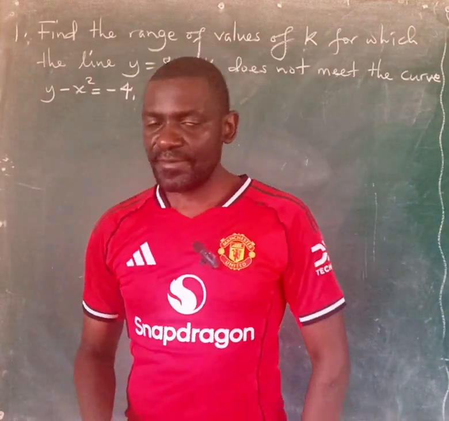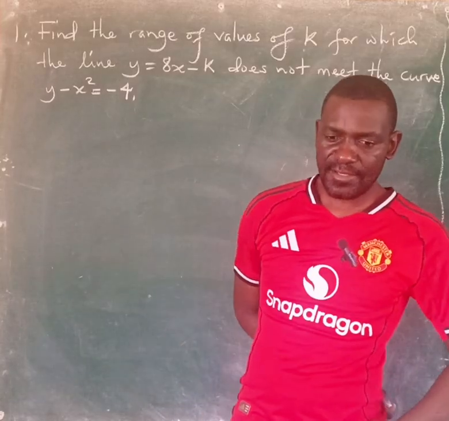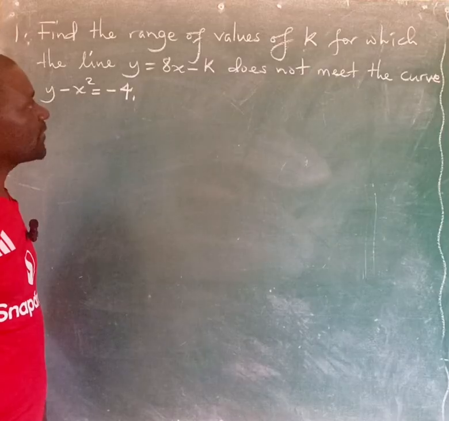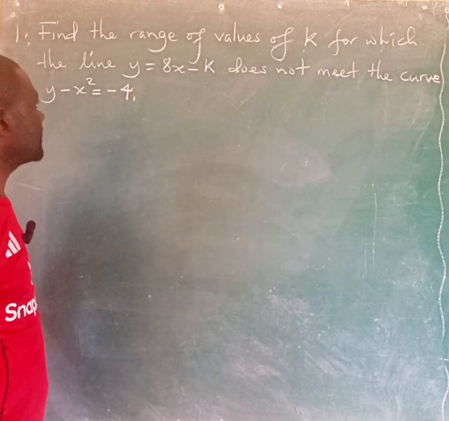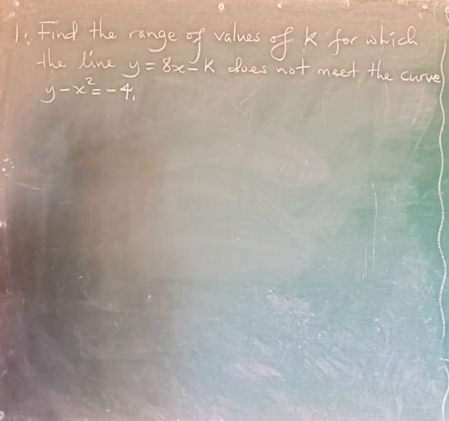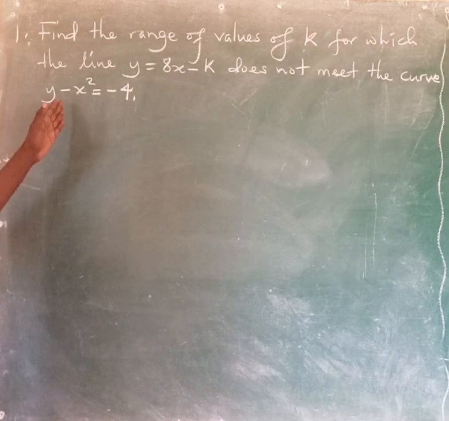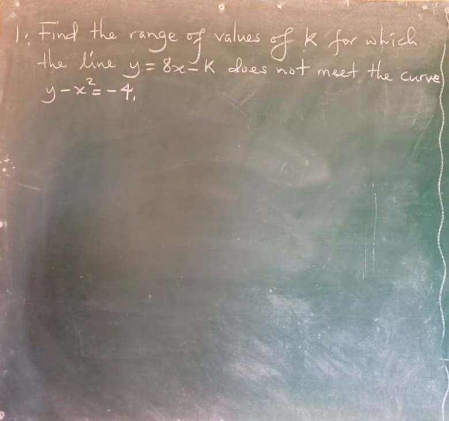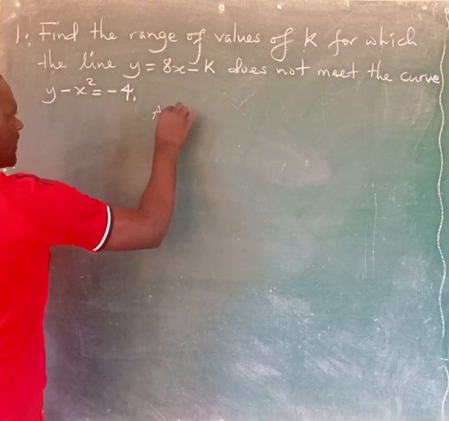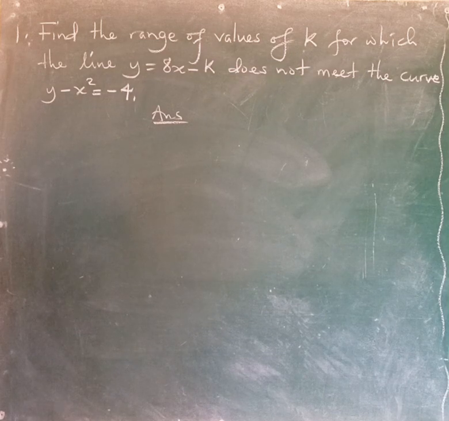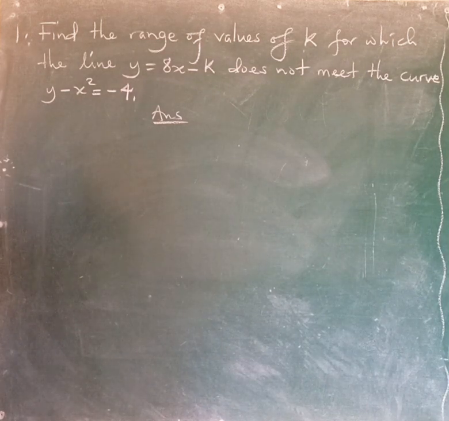Okay, so the first of our examples simply says: find the range of values of k for which the line y equals 8x minus k does not meet the curve y minus x squared is equal to -4. Right. So we have a straight line and we have a curve, but we want the range of values where that straight line does not meet the curve.